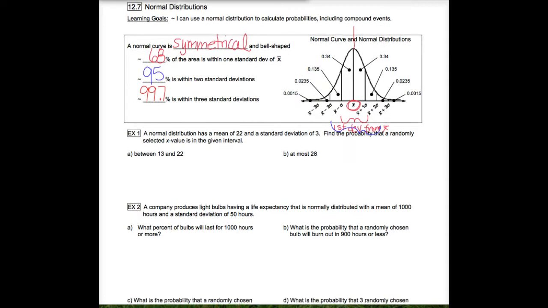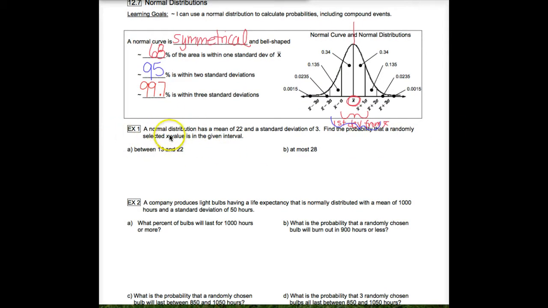So we're going to take a look at what we can do with this. Example 1, a normal distribution has a mean of 22 and a standard deviation of 3. Find the probability that a randomly selected x value is in the given interval. So the first thing I always do with all of these normal questions is I draw a little picture of my bell curve. So it says the mean is 22 and the standard deviation is 3. So that means 1 standard deviation on each side, 3 above and 3 below.